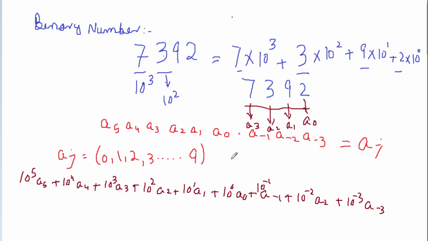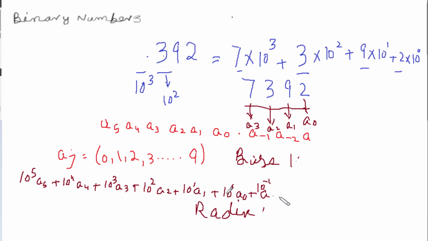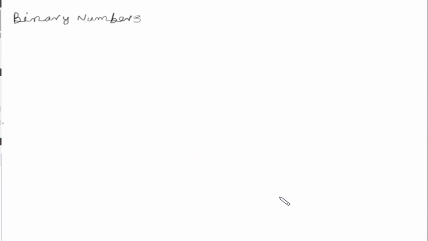So this is a decimal number, and the decimal number system is said to be base 10 or radix 10 because it uses these 10 digits and the coefficients are multiplied by powers of 10, as you see over here. Now with this said, let's move on to the binary number system.